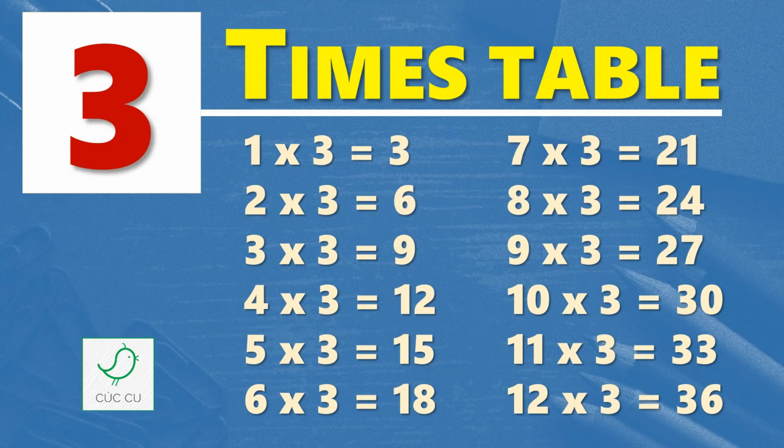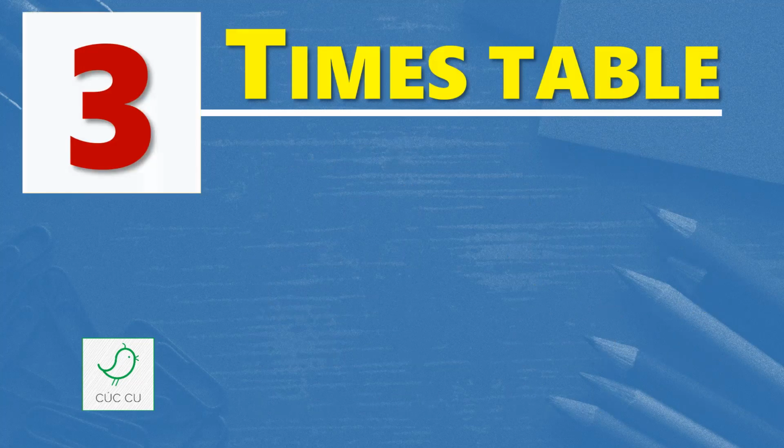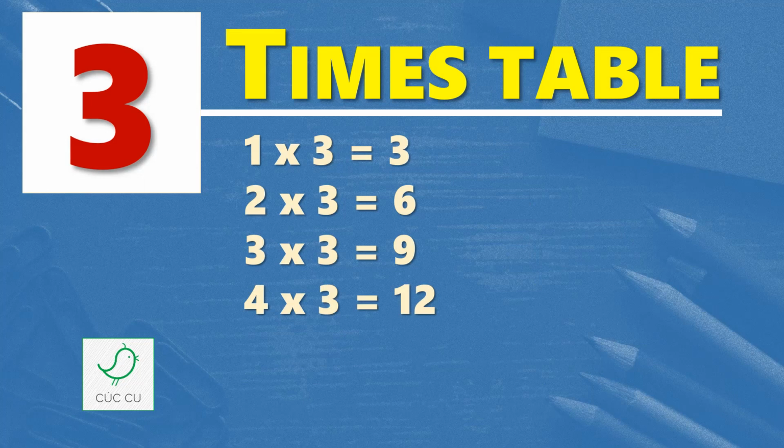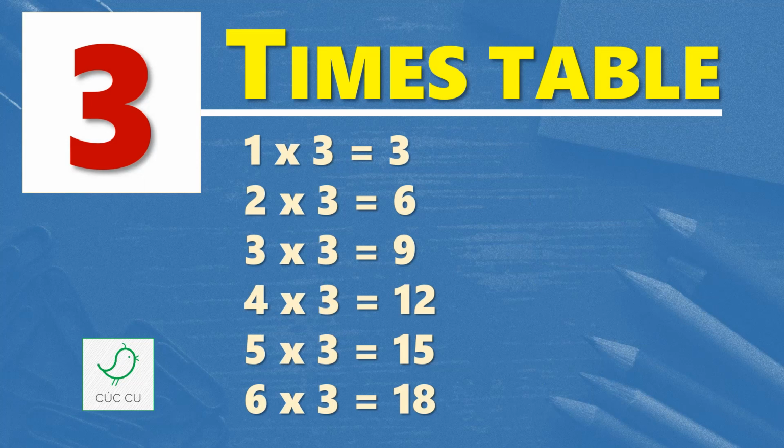Multiplication table of 3. 3 times table. 1 times 3 is 3. 2 times 3 is 6. 3 times 3 is 9. 4 times 3 is 12. 5 times 3 is 15. 6 times 3 is 18.